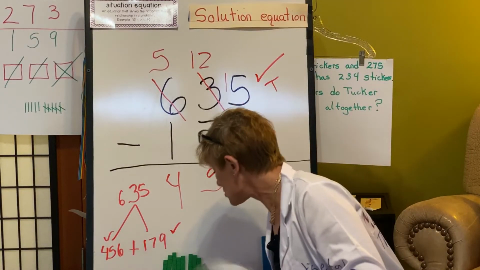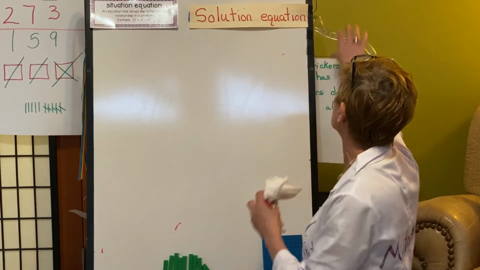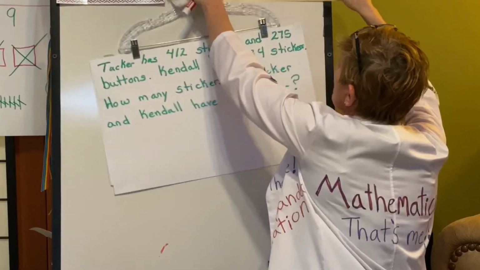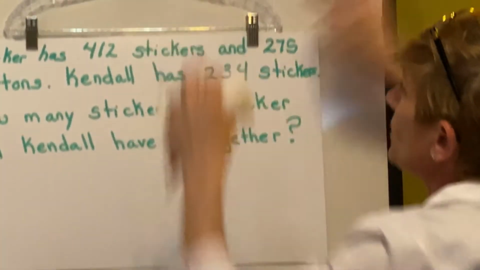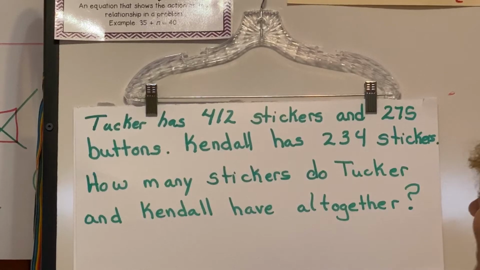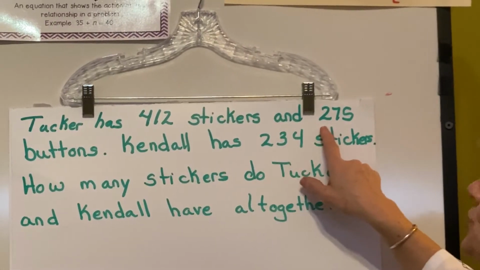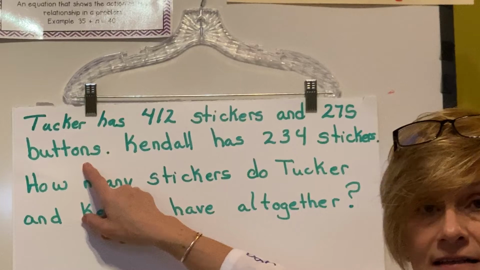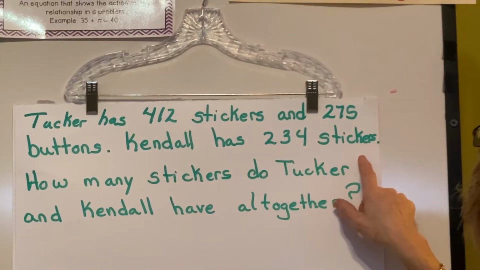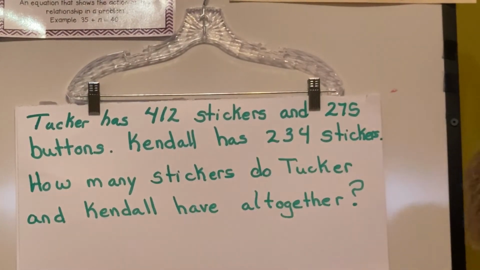So friends, I'm going to put a story problem up here. I'm going to ask you please to decide how you are going to solve this story problem. So here we go. You might want to figure out the situation equation for it, and then remember your solution equation might be different. But what's the situation? So here we go. Tucker has 412 stickers. He has 412 stickers and 275 buttons. Kendall has 234 stickers. How many stickers do Tucker and Kendall have all together?